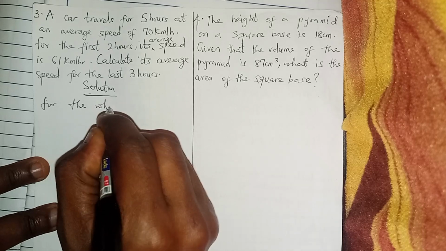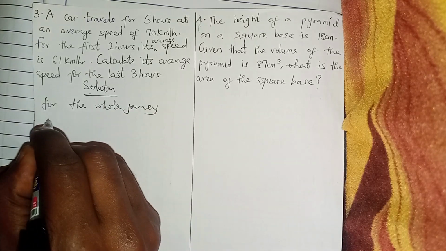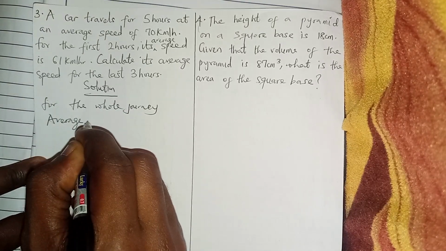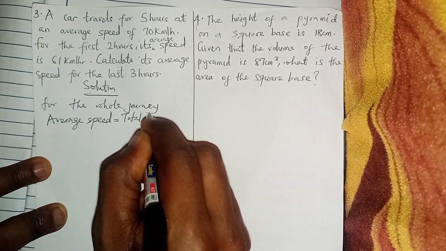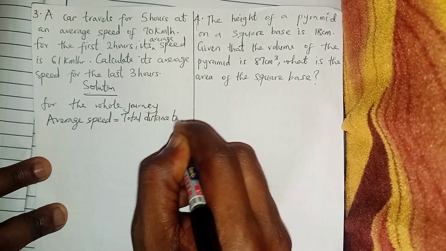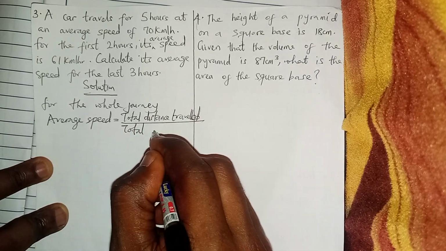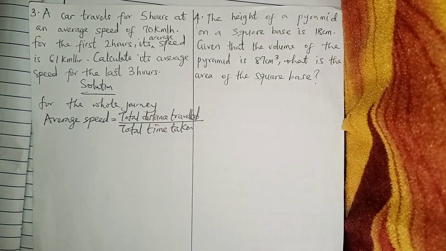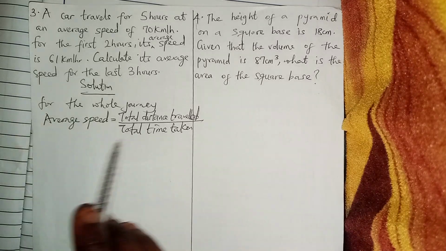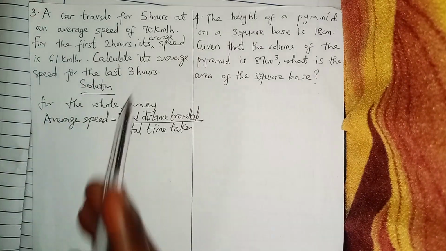For the whole journey, average speed equals total distance traveled over total time taken. That is, you had two distances together, then you had two times together to get the average speed for the whole journey. Now we divided the journey into two parts: the first 2 hours and that of 3 hours.